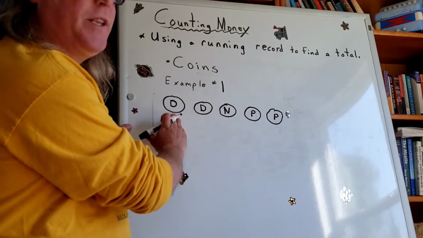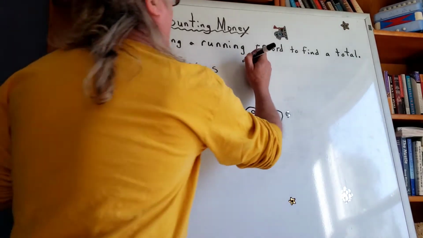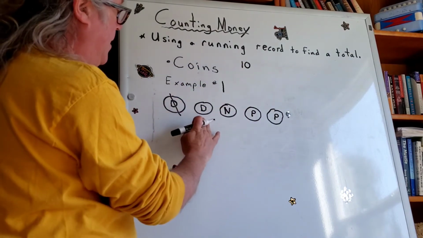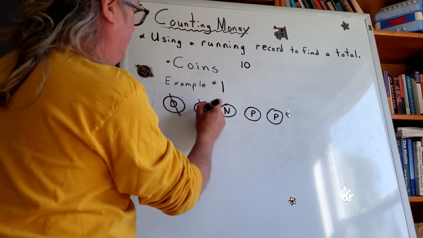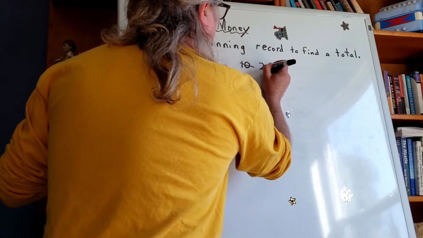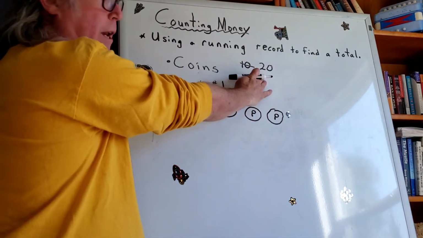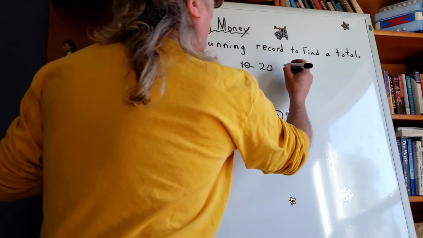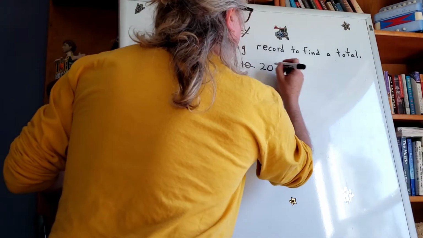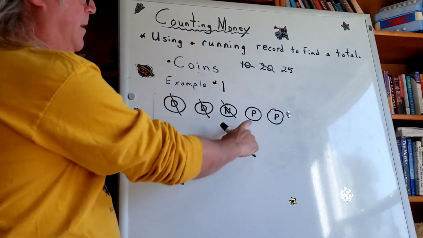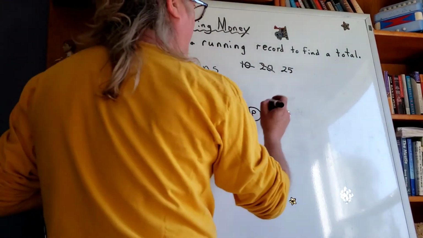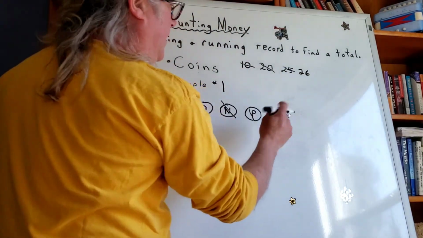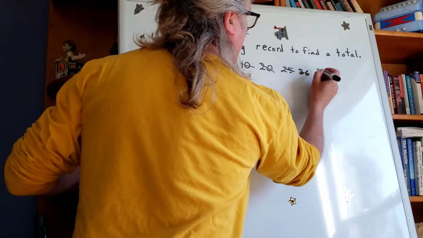So a dime is worth 10 cents. Cross that out. Up here, I'm going to keep my running record. We'll start with 10 cents. Now I've got another dime, also worth 10. 10 and 10 makes 20. A nickel is worth 5. 5 more than 20 is 25. Now we've got 2 pennies. 26.